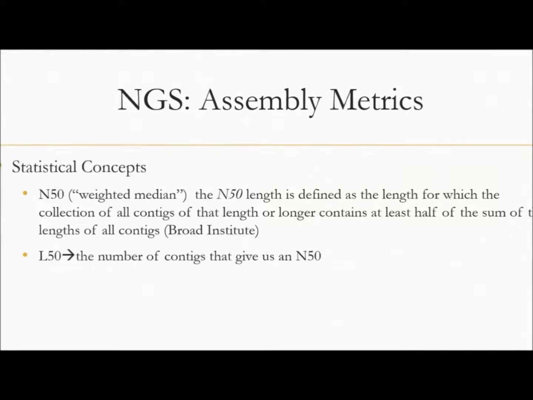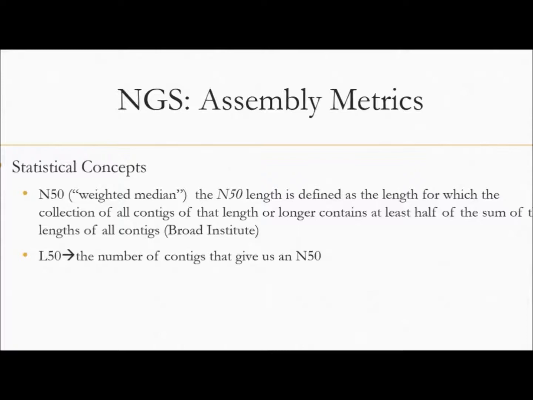Now, another statistical metric that you see is what is called the N50 and L50. Let's think of how the Broad Institute defines the N50. The N50 is a weighted median. We're looking at contiguous sequences called contigs, and if you collect all the contigs of a particular length, what is the N50 length? The N50 length is a median, but it's not quite a median.